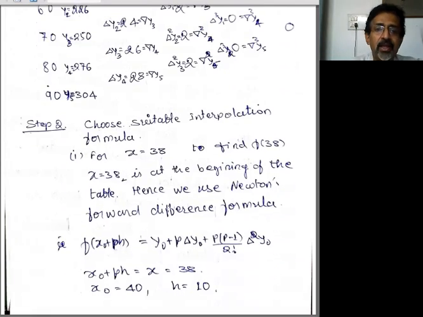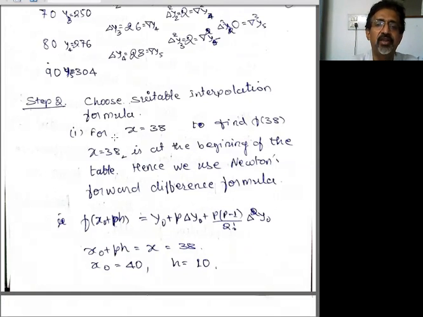What is step 2? The second step is what? I should choose a suitable interpolation formula. So as I told you earlier, if the non-tabular point, the point at which I have to calculate the functional value, lies at the beginning of the table, then I should use the forward difference formula. If the non-tabular value lies at the end of the table, then I should use Newton's backward difference formula. So now I consider the first case.